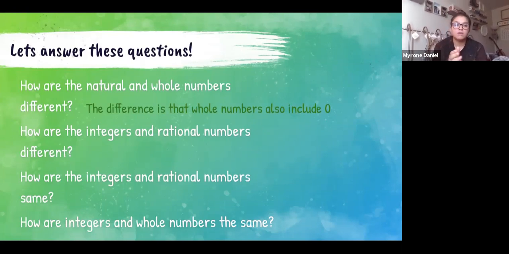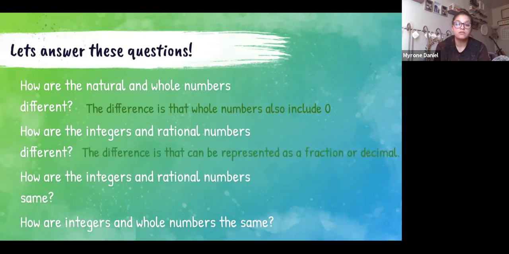And then we have how are the integers and the rational numbers different? I wrote down the difference is that rational numbers can be represented as a fraction or a decimal, but integers cannot. They're very similar, just the difference between them is it could be represented as a fraction or a decimal.